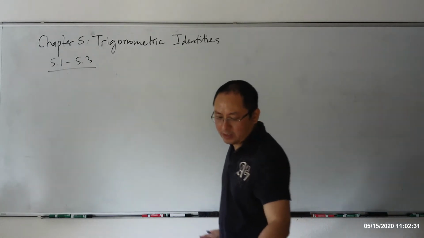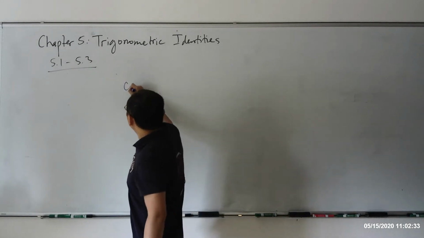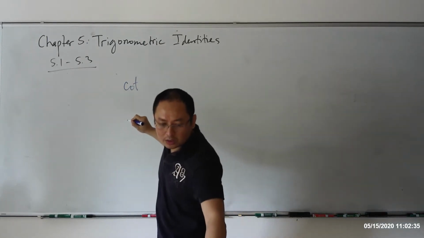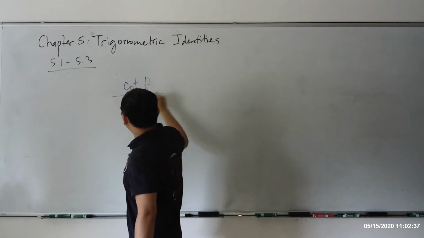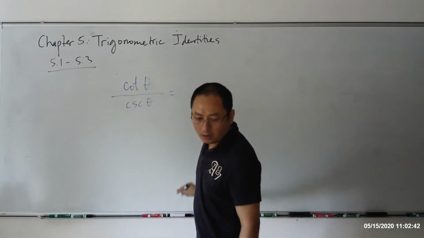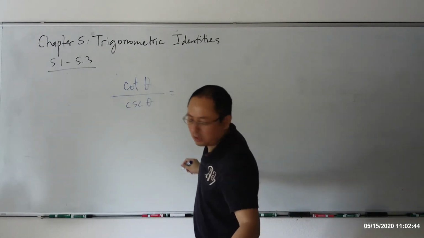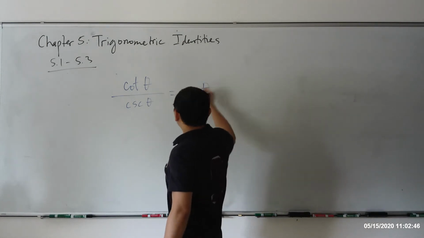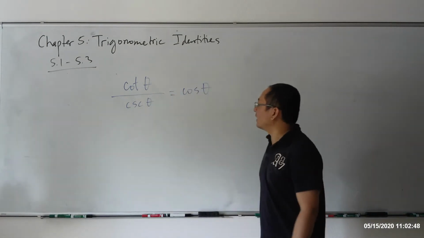How about this? Start with an easy one. Show that cotangent of theta over cosecant of theta is equal to cosine theta. Is that really true? Verify that identity.